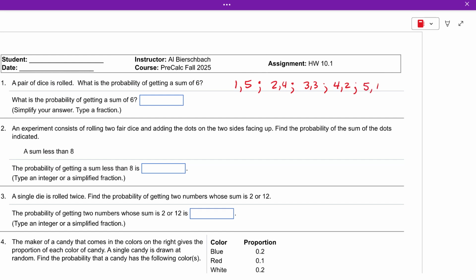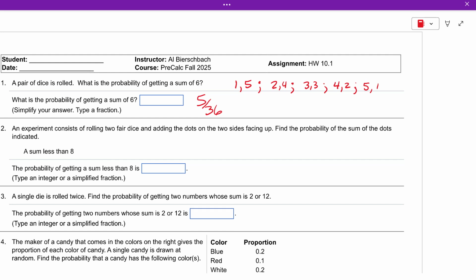Now, there's 36 possible ways of rolling dice. So this is 5 out of the 36 ways. We could draw out a whole chart of doing it, but just understand there's 36 ways when you have 2 dice. When there's 3 dice, there's 216, because you just take 6 to the third power. There's only 6 ways of rolling 1 die. If there's 36 ways of rolling 2 dice, that's 6 squared. 3 dice would be 6 cubed. 4 dice would be 6 to the fourth power, and so on.